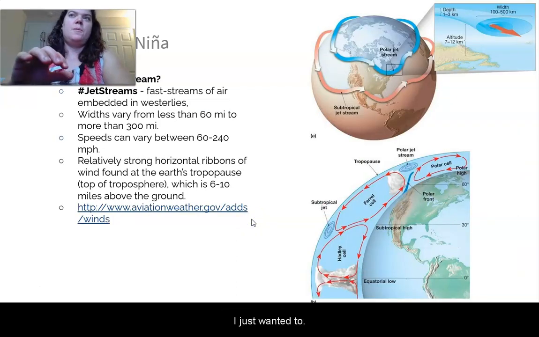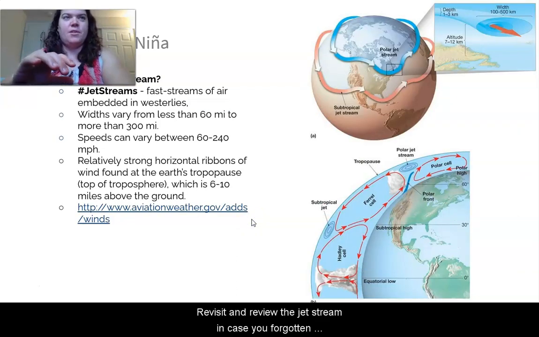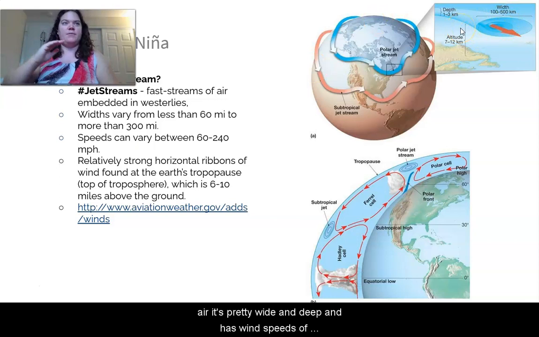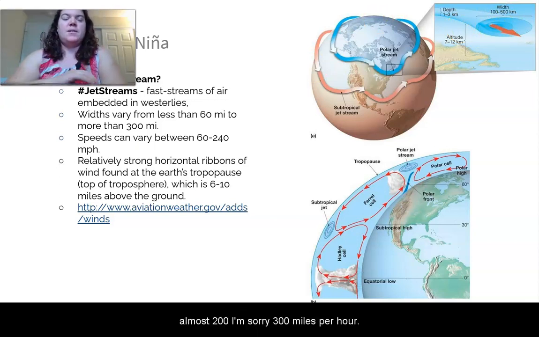I just wanted to revisit and review the jet stream in case you've forgotten from a couple weeks ago. Jet streams are fast streams of air embedded in the westerlies. It's like a tube of air. It's pretty wide, not very deep, and it has wind speeds of almost 300 miles per hour.